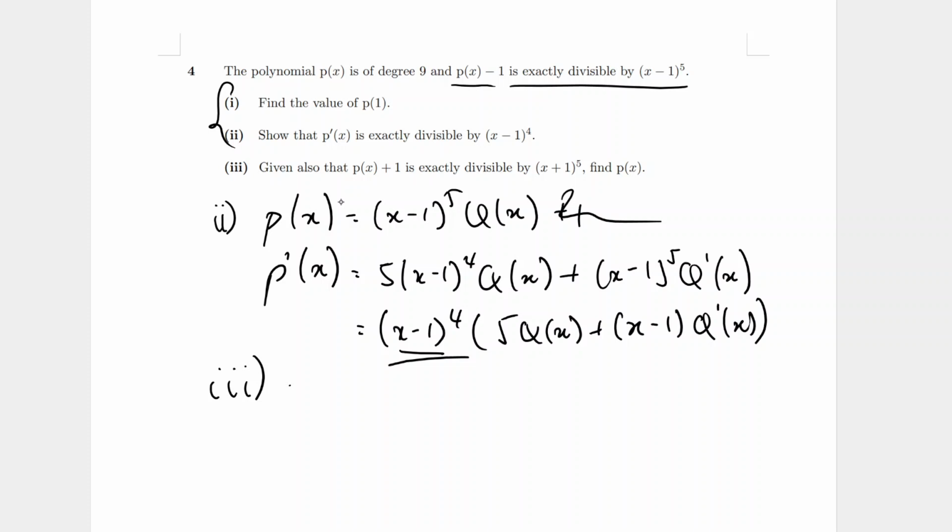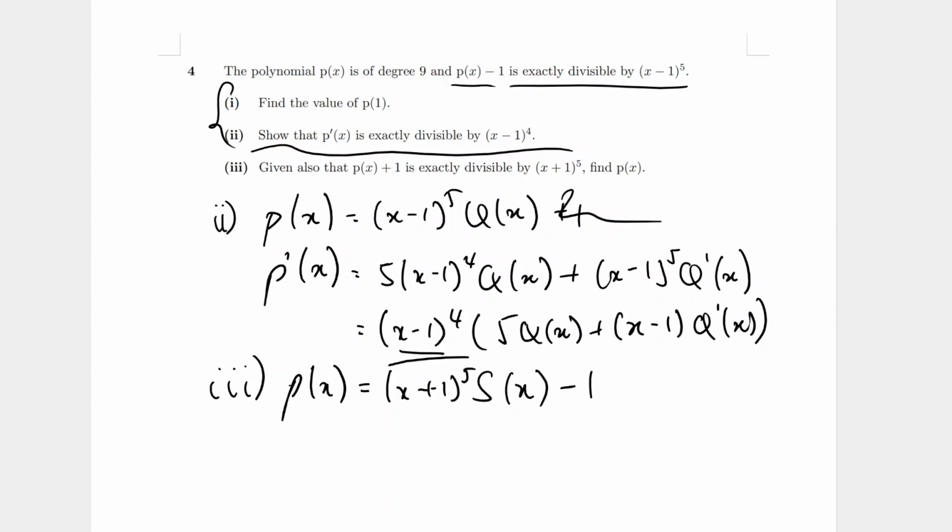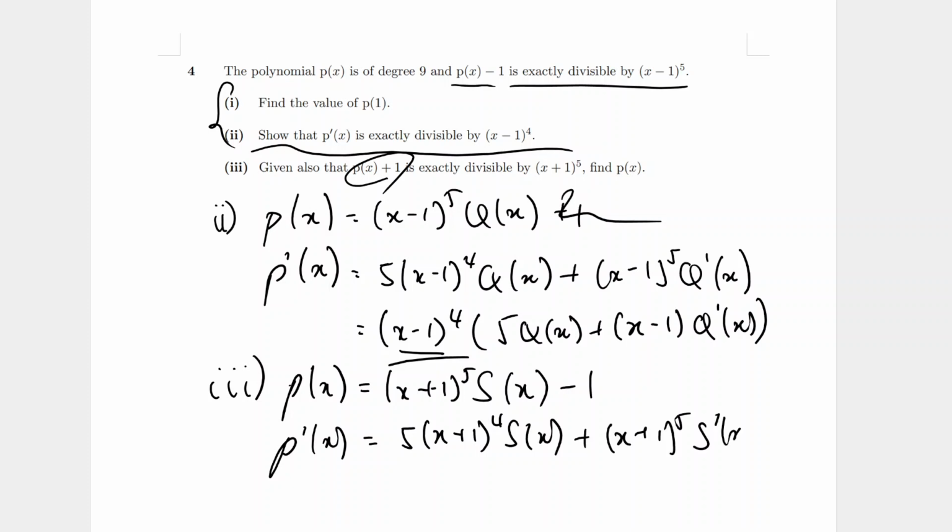So, p(x) now equals (x plus 1)^5 times, I suppose I shouldn't use q, well, some s(x), another quotient, s(x), minus 1 this time, because p(x) plus 1 is exactly divisible. Okay, so again, differentiate: p prime of x equals 5 lots of (x plus 1)^4 s(x) plus (x plus 1)^5 s prime of x. So again, this is divisible by (x plus 1)^4. Happy?